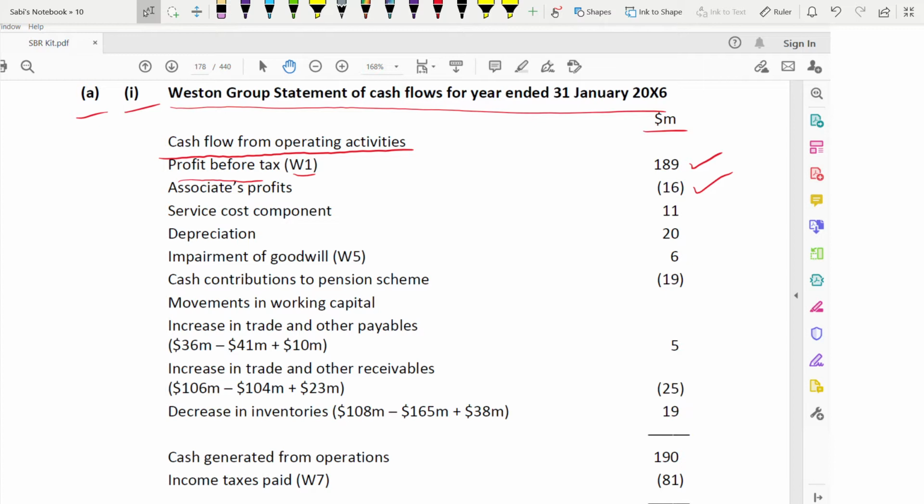Okay, so associates profit, straight away no adjustments. So wherever adjustments are not required, 1 mark only you will get. Wherever adjustments are required, maybe 2 or 3 marks. We'll see the marking scheme at the end of the video.